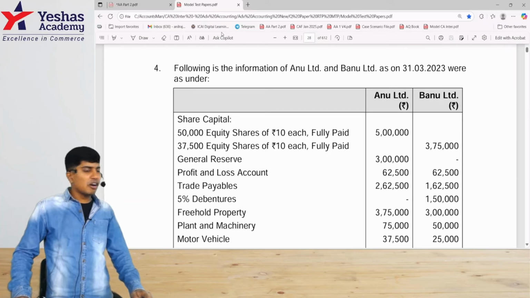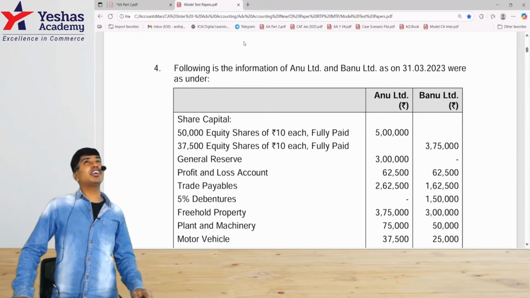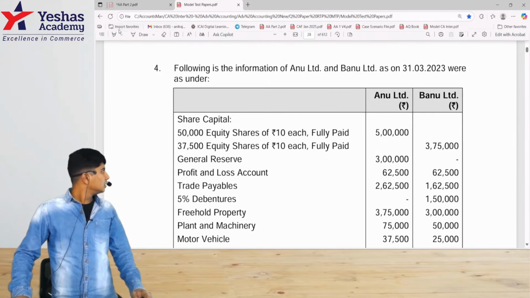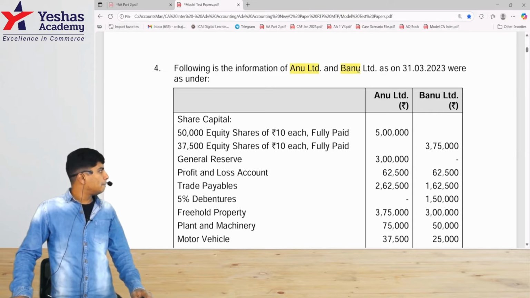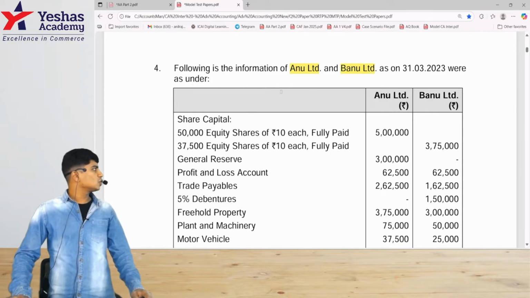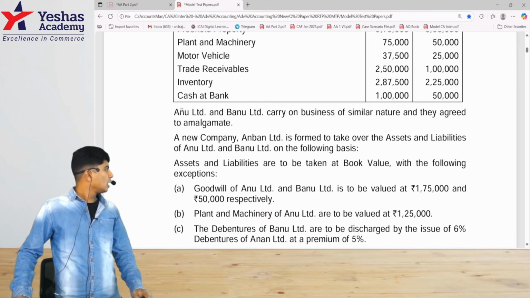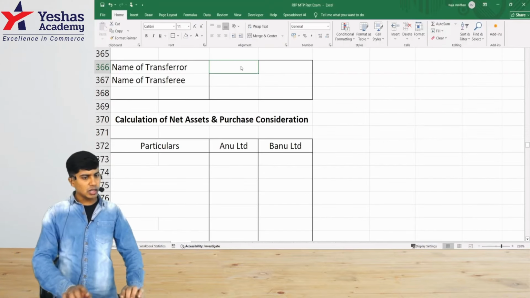Let's now solve question number 4 from our MTP2 or model test paper 2, May 2024 second series mock test paper. This question is on the topic of amalgamation. Let's start reading it. Following is the information of Anu Limited and Banu Limited as on 31st of March 2023. Don't waste your time reading the balance sheet. Come to the end. Anu Limited and Banu Limited carry on business of similar nature and they agreed to amalgamate. So can I say both are transferors? Transferor is Anu and Banu.